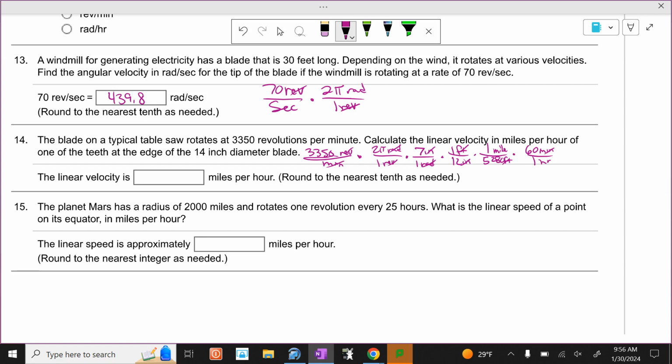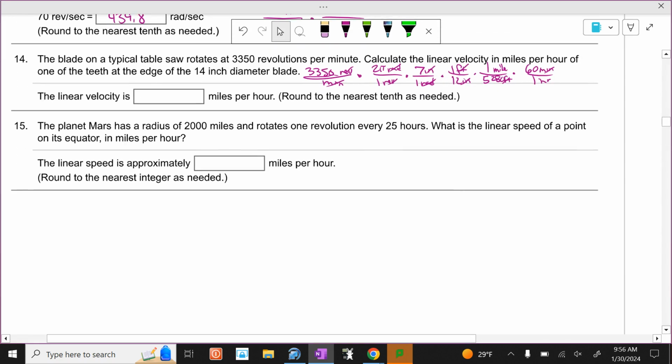I don't even need you to do the math. I think you guys can figure that out. Okay, planet Mars has a radius of 2,000 miles and rotates 1 revolution every 25 hours. Find the linear speed at a point on the equator in miles per hour.